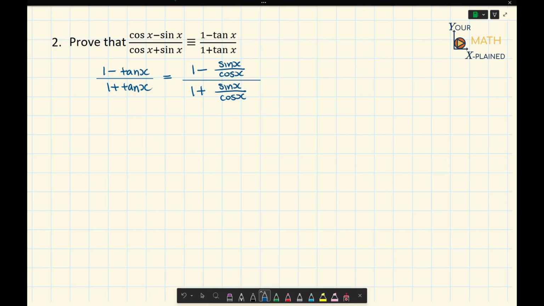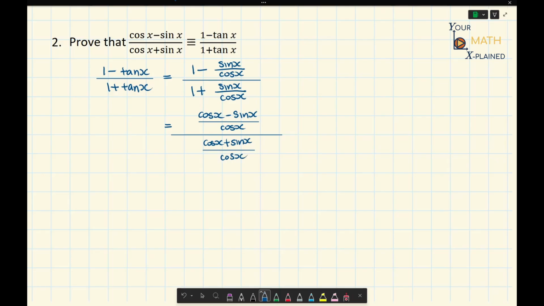And now we're going to go ahead and put everything over cos x. So then our numerator is now going to be cos x minus sine x over cosine x. And then our denominator is going to be cos x plus sine x over cosine x.